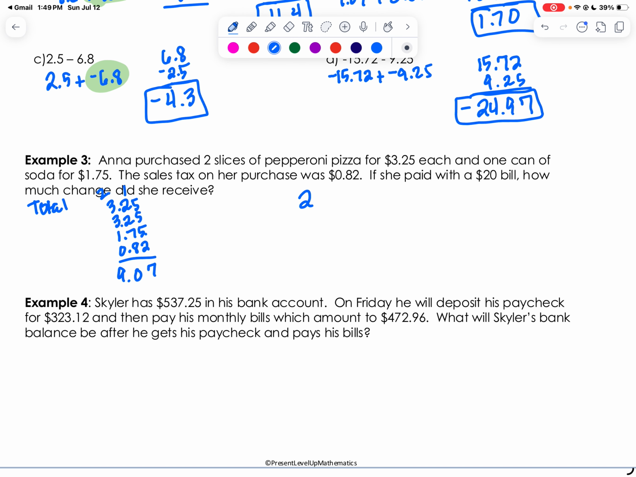So now we're going to take the $20 bill and subtract $9.07. Let me add my 2 zeros as a placeholder. But here I'm going to be subtracting across a lot of zeros. So I'm going to take away a penny from each one of these. So $20 becomes $19.99 and $9.07 becomes $9.06. So 9 minus 6 is 3, 9 minus 0 is 9, 19 minus 9 is 10. So Anna will receive $10.93 in change.